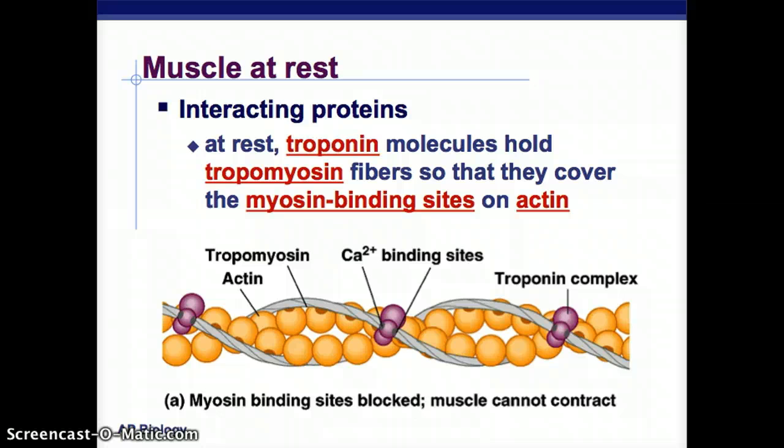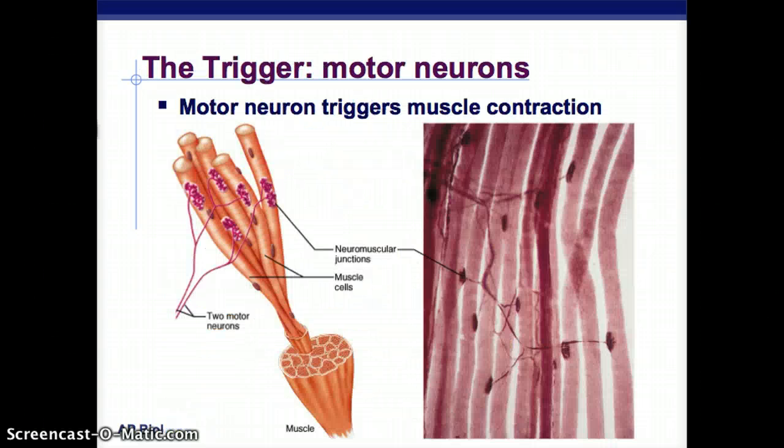Alright, so here's our muscle at rest. We have interacting proteins. So at rest, these troponin molecules, right here, these purple things, hold tropomyosin fibers, this is tropomyosin, this skinny gray rope, so that they cover the myosin binding sites on actin. So here's where the binding site would be, but it is currently covered with troponin and the tropomyosin fibers. So it can't bind, it can't contract.